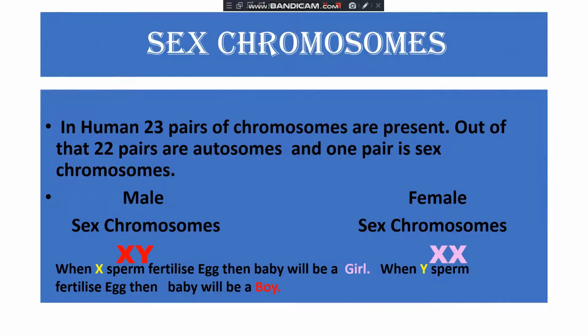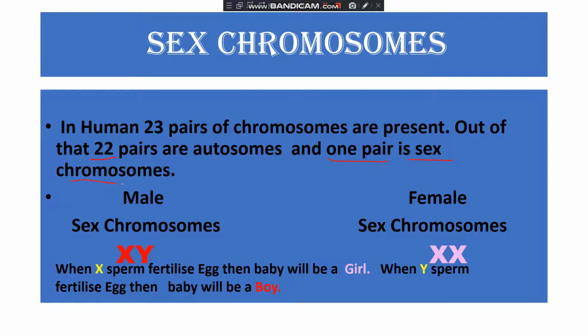In the last class, I explained the sex determination in human beings. Then I told you what sex chromosomes are. In human beings, there are 23 pairs of chromosomes present in every cell, and in the reproductive cell there are 22 pairs of autosomes and one pair of sex chromosomes.